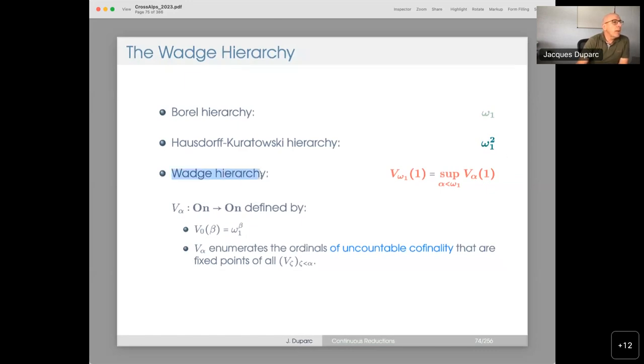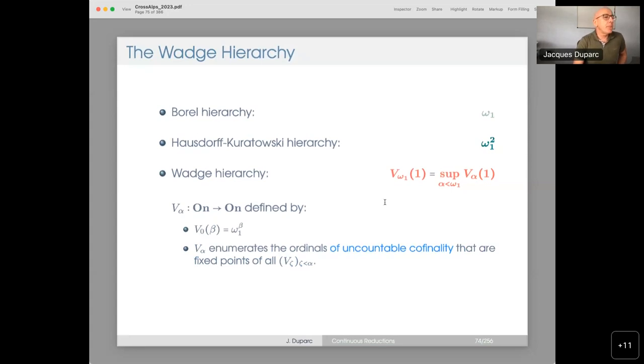In order to compute how many levels you have in the Wadge hierarchy for the Borel subsets of the Cantor space, you need to consider these functions V alpha. So what is V alpha? The first, V0, maps beta to omega 1 to the beta. So it's just the exponentiation of base omega 1. But for the rest of them, V alpha enumerates the ordinals of uncountable cofinality that are fixed points of all the previous V zeta for zeta less than alpha.